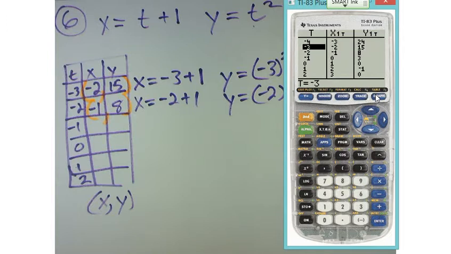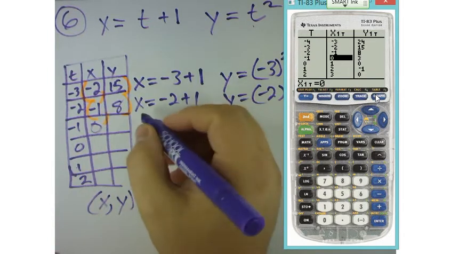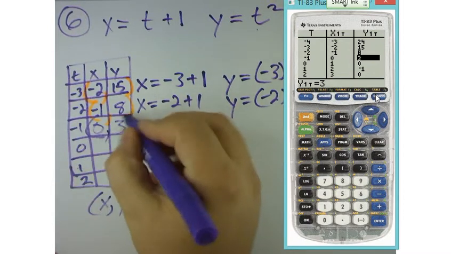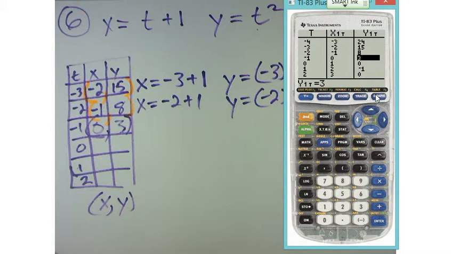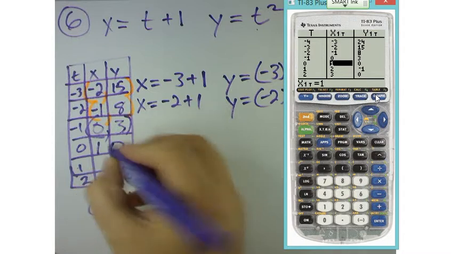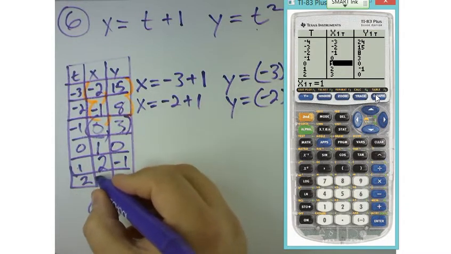-2, 15, that's good. -1, 8. Alright, so when t equals 1, what is my x value? 0. And my y value is -1. So the point 0 comma -1 is on my graph. If I let t equal 0, then I get 1 comma 0, and then the next one I get 2 comma -1, and then 3, 0.